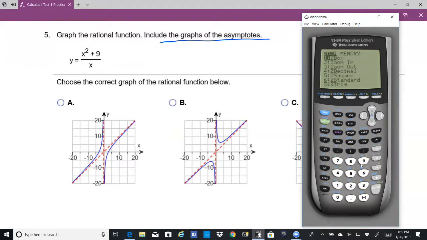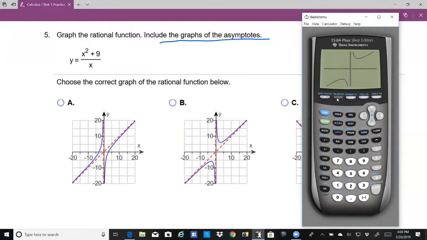Zoom the standard window, and we see the graph, and it's pretty obvious it's going to be answer B.